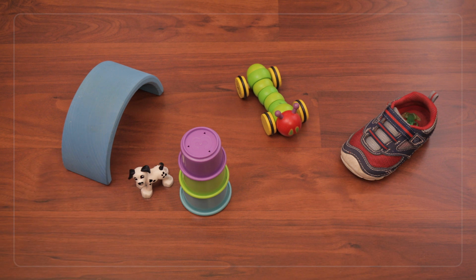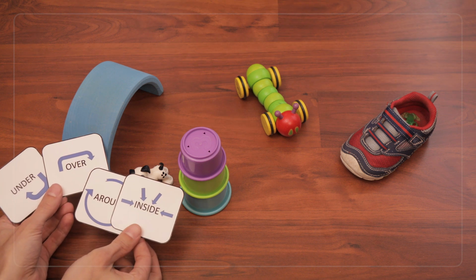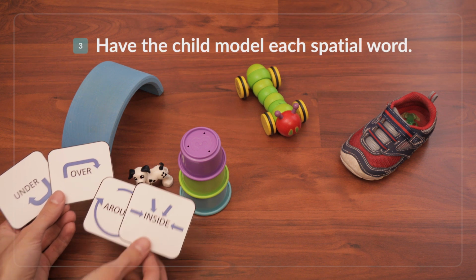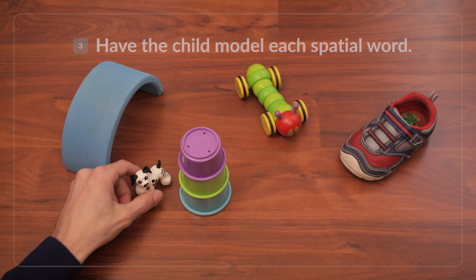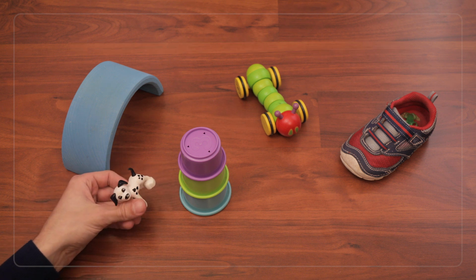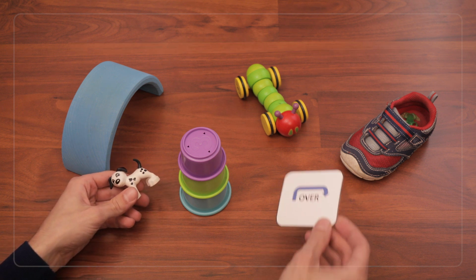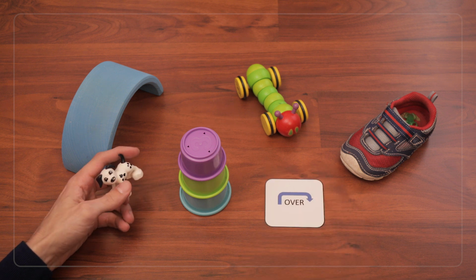But first, we need to practice our spatial words. Then, take each spatial word card, hold it up, and have the child model what each word means. So, pretending this puppy toy is the child, when we hold up over, the child would show us what it means to go over something.